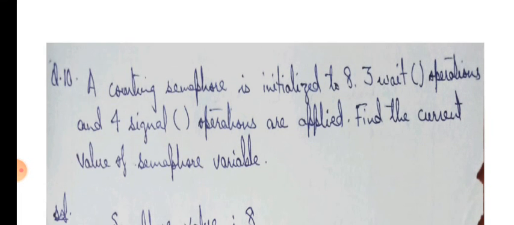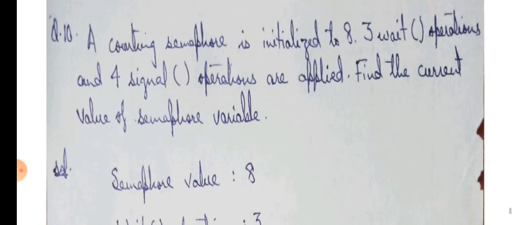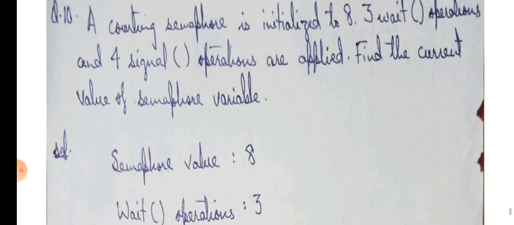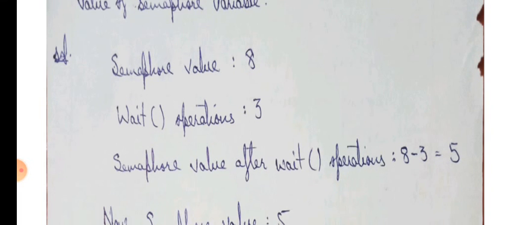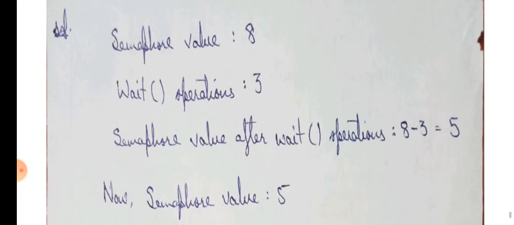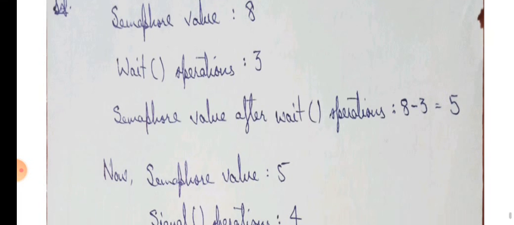Moving on to our next question, a counting semaphore is initialized to 8. 3 wait operations and 4 signal operations are applied. Find the current value of semaphore variable. The semaphore value is 8 and then 3 wait operations are applied. Semaphore value after wait operations will become 8 minus 3 is equal to 5. Wait operations are also called down operations because the wait operations decrement the value of the semaphore.